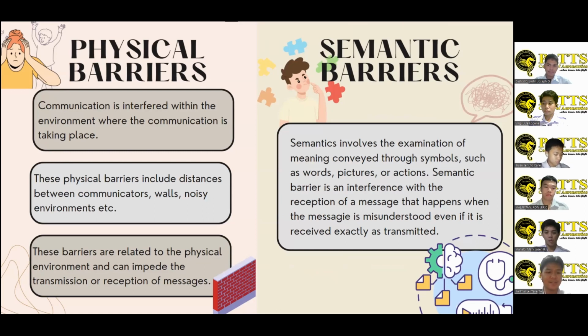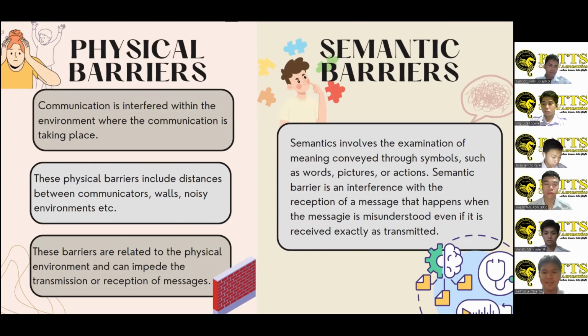These physical barriers include distances between communicators, walls, noise environments, etc. These barriers are related to the physical environment and can impede the transmission or reception of messages. So an example of this is inside a classroom. Imagine you're in a classroom and your teacher is teaching. Unfortunately, your classmates are noisy, so it hinders the communication process between the teacher and the listening students.